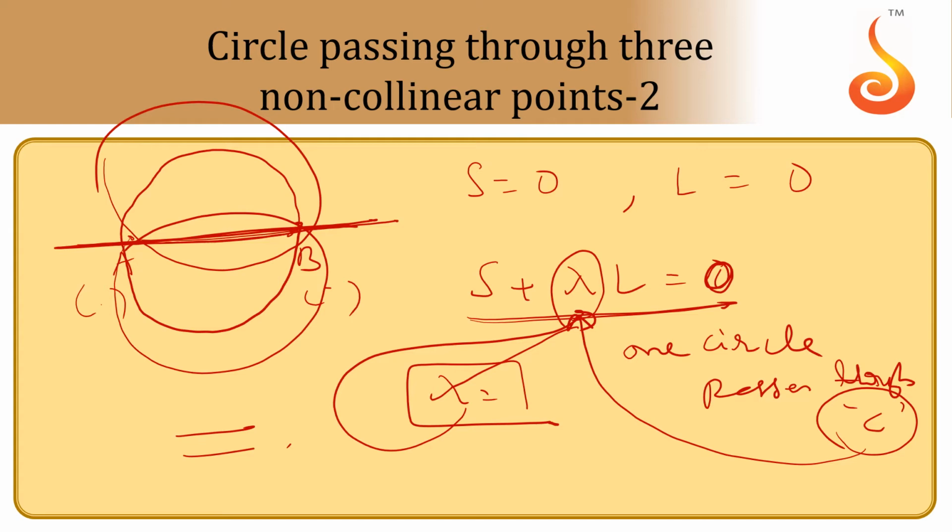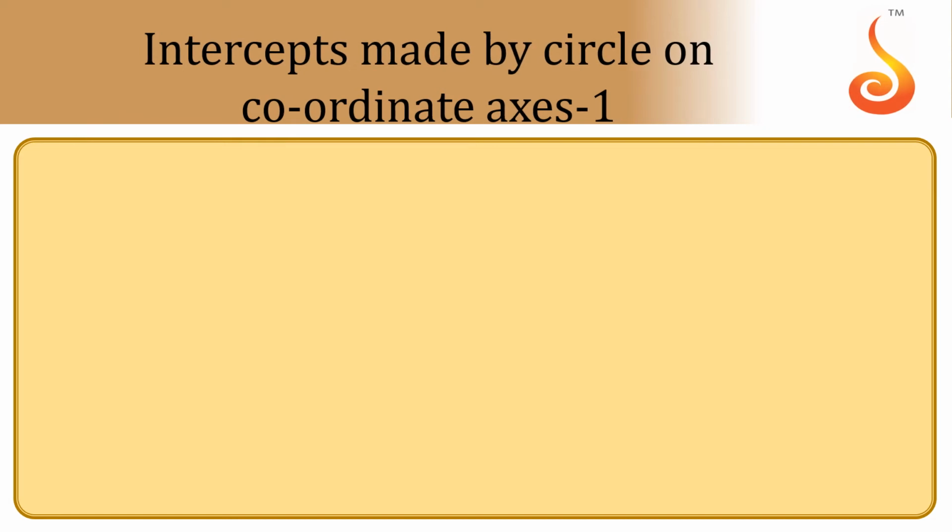Now next, let us discuss intercepts made by a circle on coordinate axis. So again the heading is different, but the main logic is the same. If you understand my first discussion, geometry with algebra, a lot of things you can solve very easily. Now let us take a general circle, x square plus y square plus 2gx plus 2fy plus c equal to 0. So this is the equation of a circle.